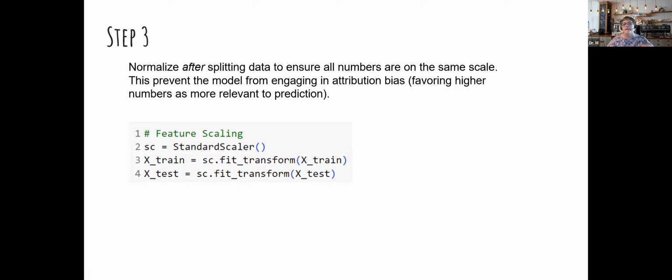We don't want it favoring numbers that are greater than others. And if we normalize before splitting the data, we run the risk of leakage, meaning that it combines the data in a way that doesn't allow it to learn. It actually combines the test and the train data sets together, and that's not a good thing. We want to keep them severed and separate. What it was trained with, it never saw before when it was tested.